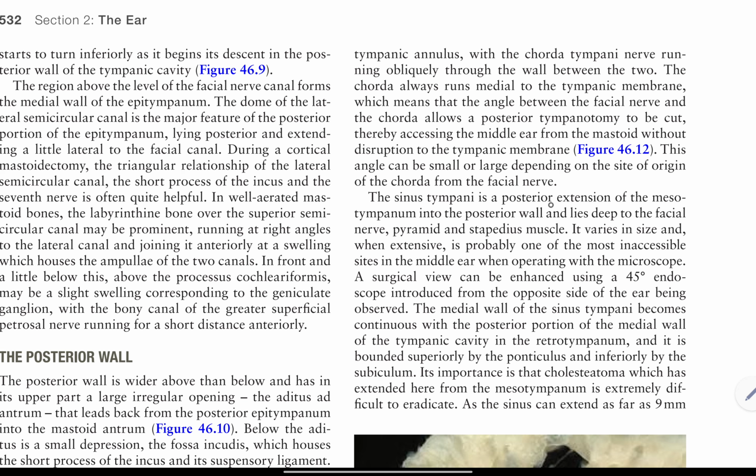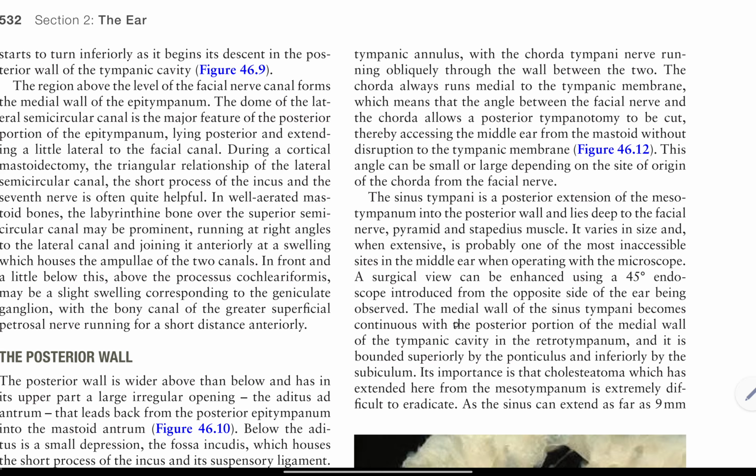The sinus tympani is a posterior extension of the mesotympanum into the posterior wall and lies deep to the facial nerve, pyramid, and stapedius muscle. It varies in size and, when extensive, is probably one of the most inaccessible sites in the middle ear when operating with the microscope. A surgical view can be enhanced using a 45-degree endoscope introduced from the opposite side of the ear being observed.